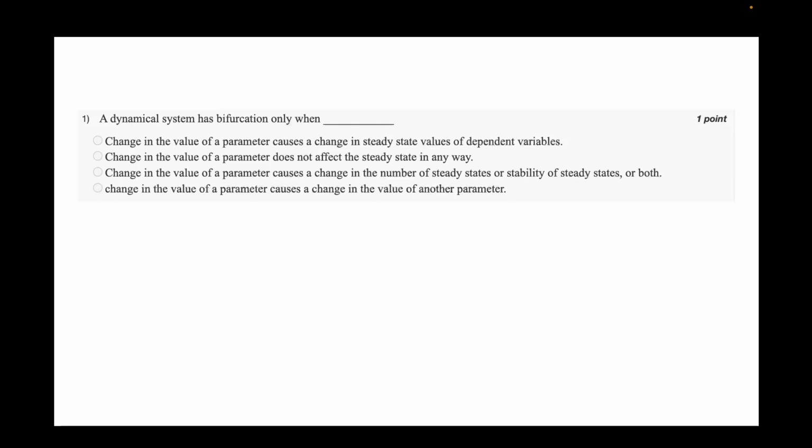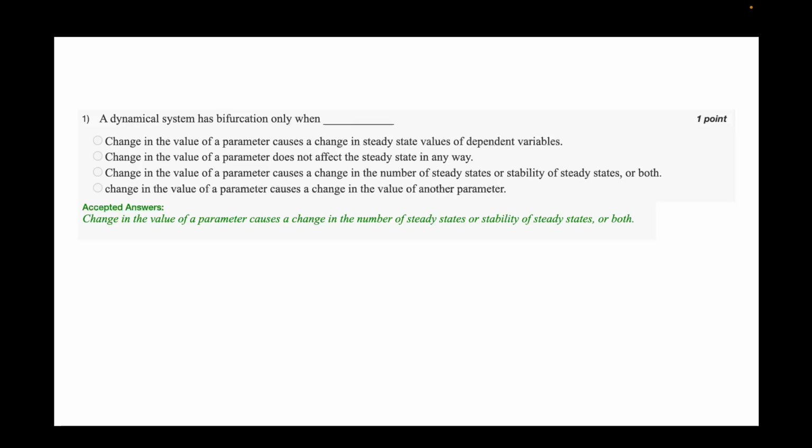Option C. Yeah, the correct answer is option C. So basically, any change in the parameter value would change the numerical value of the possible steady states. That is true, right? But that is not bifurcation.